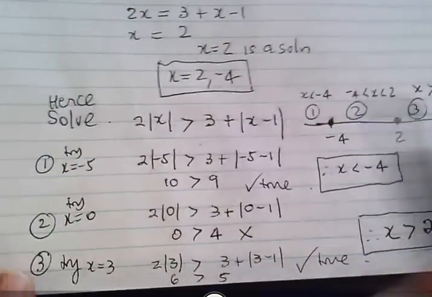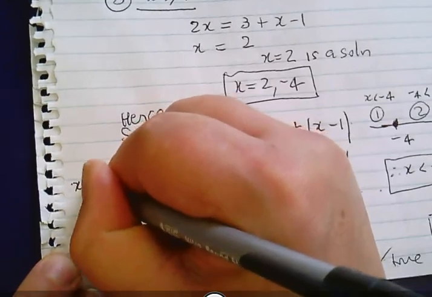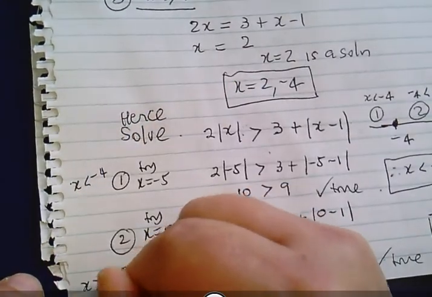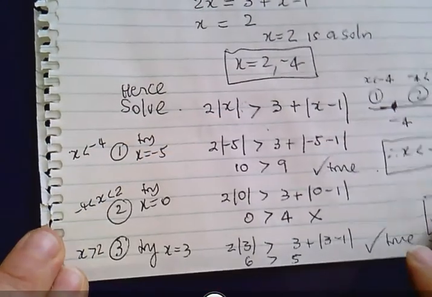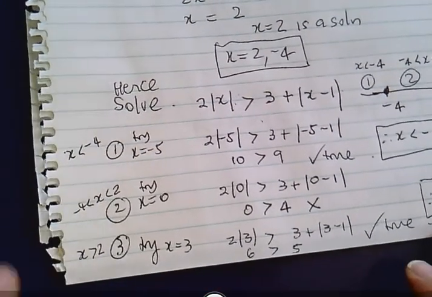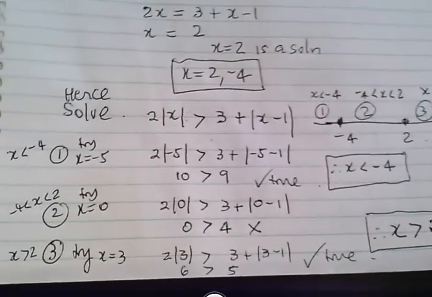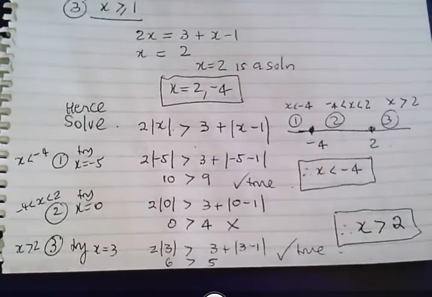So as long as you're testing a value in that region, if it works, then that domain there is a solution. All right, so here I can just put my first region was x is less than -4. This one was x is greater than 2. And this one was from -4 to 2. Okay, so I'm trying values in those regions or in those domains.